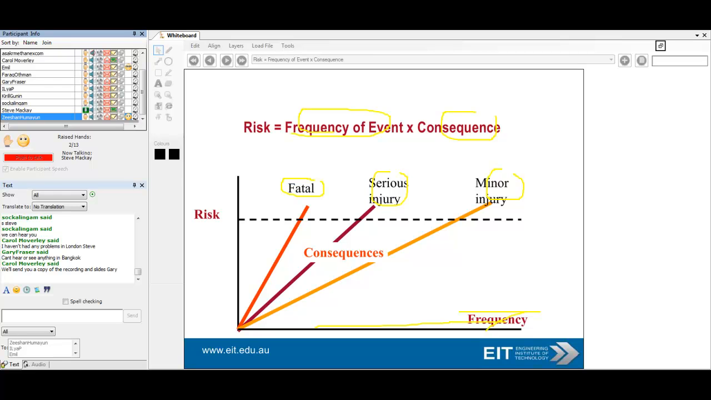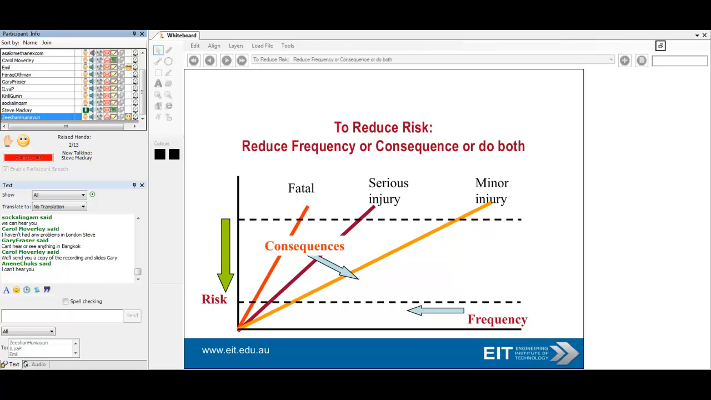So obviously the whole idea to reduce risk is to reduce the frequency or the consequences. With risk, you want to try and move everything down to that level there. You want to reduce the frequency to as low as possible. The consequences are minor injury over here, serious injury or fatal, and you want to try and reduce the consequences and the frequency as low as possible.